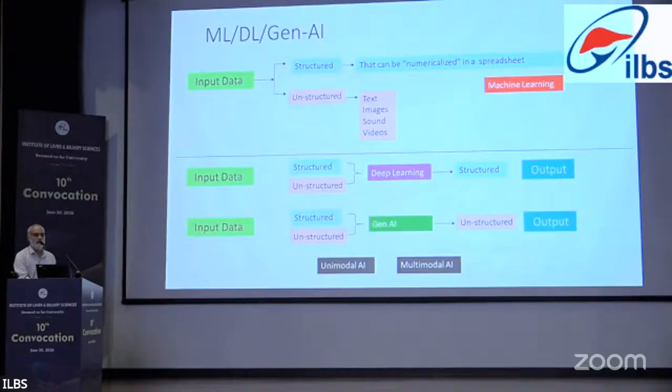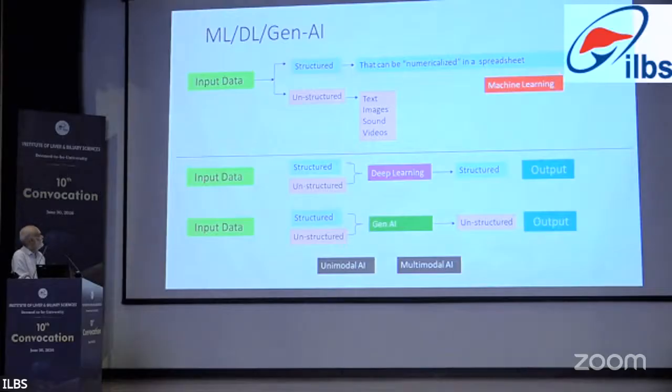Now, there can be various types of input data. Input data can be structured. You are aware of Excel sheets. In a spreadsheet, this is structured data, but there is unstructured data also, for example text, images, sounds, videos. These are unstructured data. And machine learning takes not only structured but also unstructured data. In statistics, you can only put structured data.